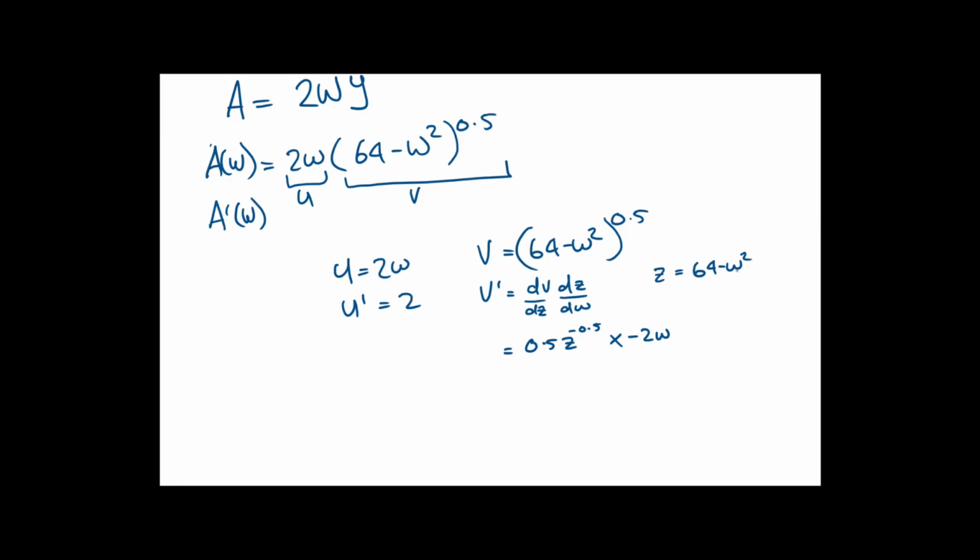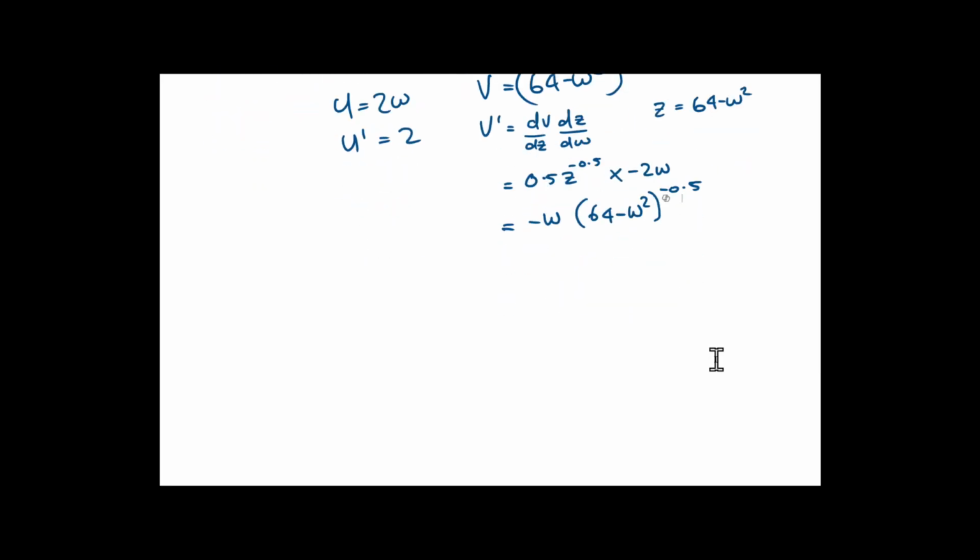2W is the 2W. So that's going to be equal to negative 1 W (64 minus W squared) all to the power of negative 0.5. Okay, now we have V prime, and now we can find what W is, the maximum, the optimum W, by using the product rule.